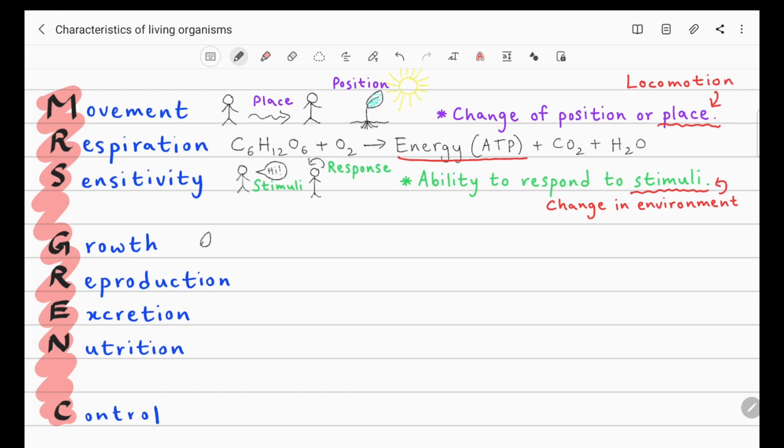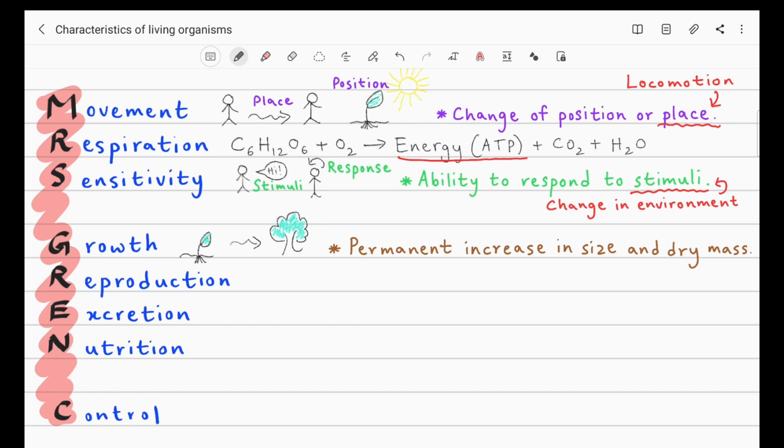This could basically be a small plant that grows up to be a tree, right? So this is what growth is basically all about. The next characteristic is reproduction.